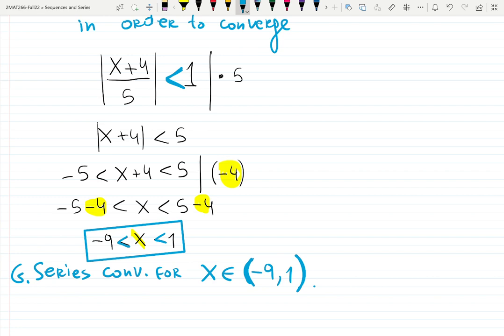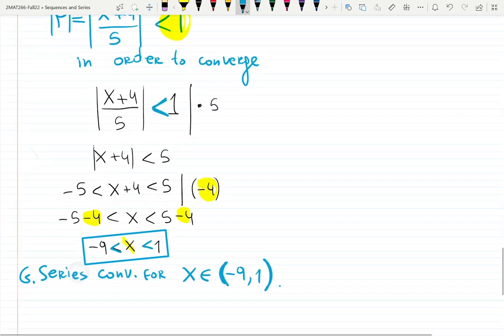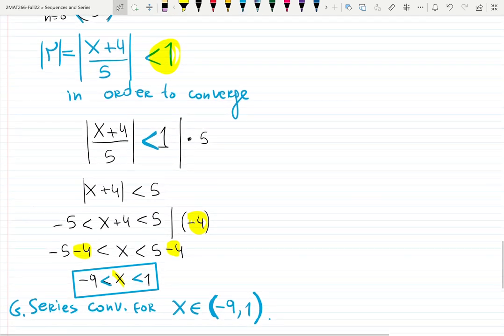What do you think, actually? Can you do this at home? Can you do this on a test? For which x does the series converge? You just recognize a geometric series, solve the inequality, give the interval.